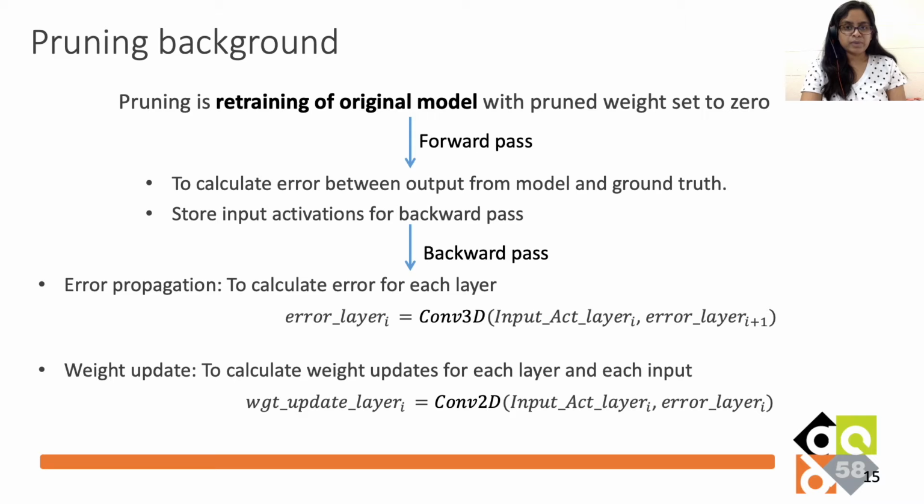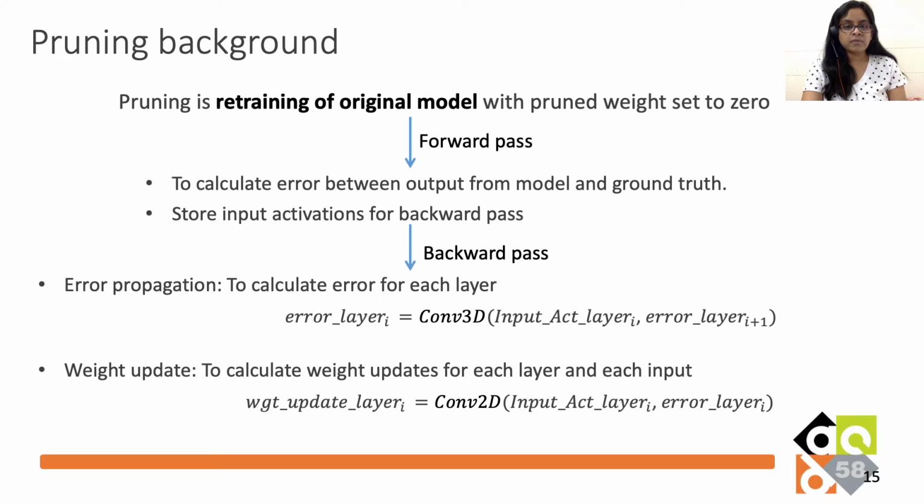A quick background in pruning. Pruning is retraining of the original model with pruned weights set to 0. It has two components, forward pass and backward pass. The first is the forward pass, which is computationally similar to the inference pass, but with pruned weights set to 0. The difference between the output from the forward pass and the ground truth is the error that is used to update the model. This error, along with the input activations generated for each layer, are used in the backward pass.